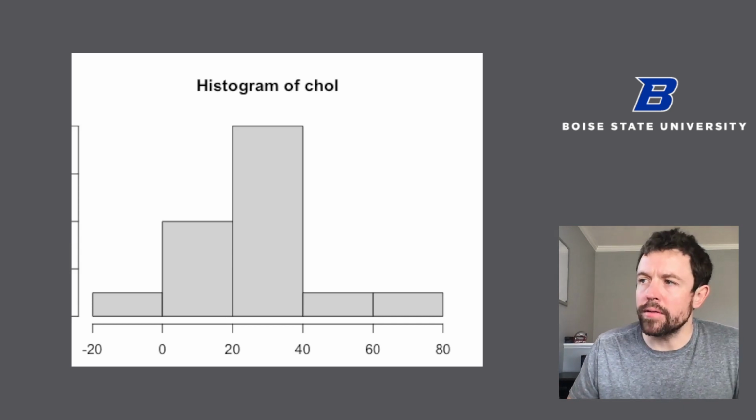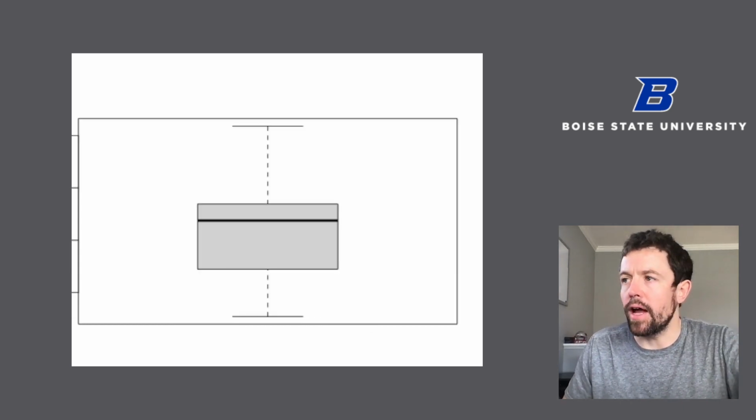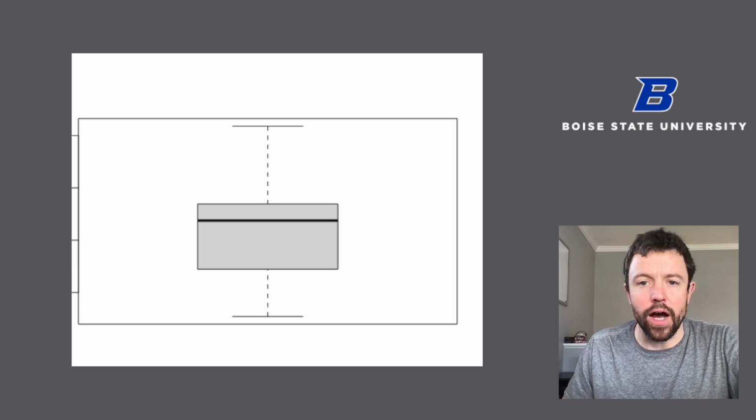So looking at these, the box plot was fine, right? With the box plot, we're checking whether there are outliers. There are none. There are no dots on the edges.